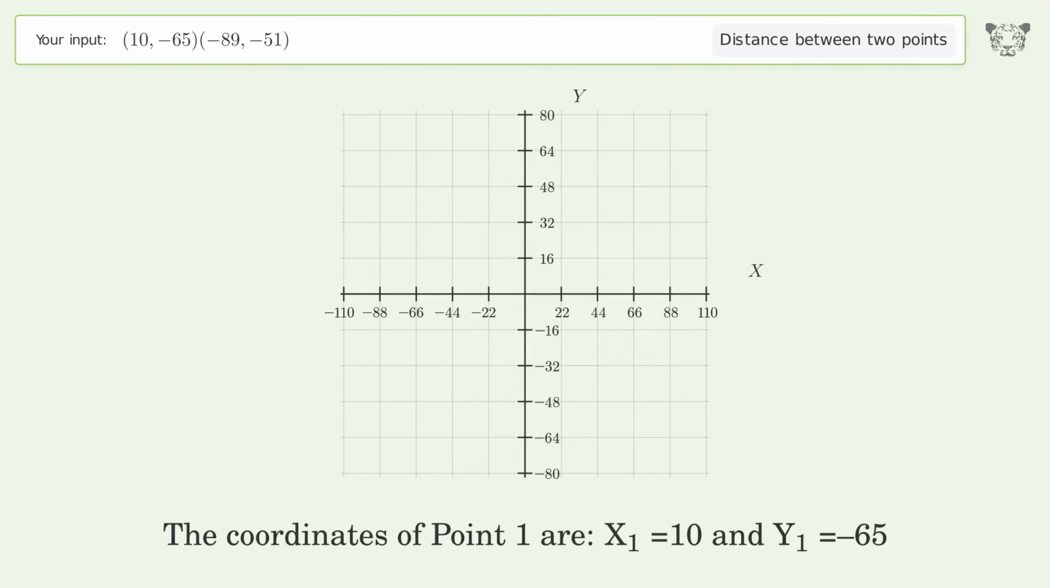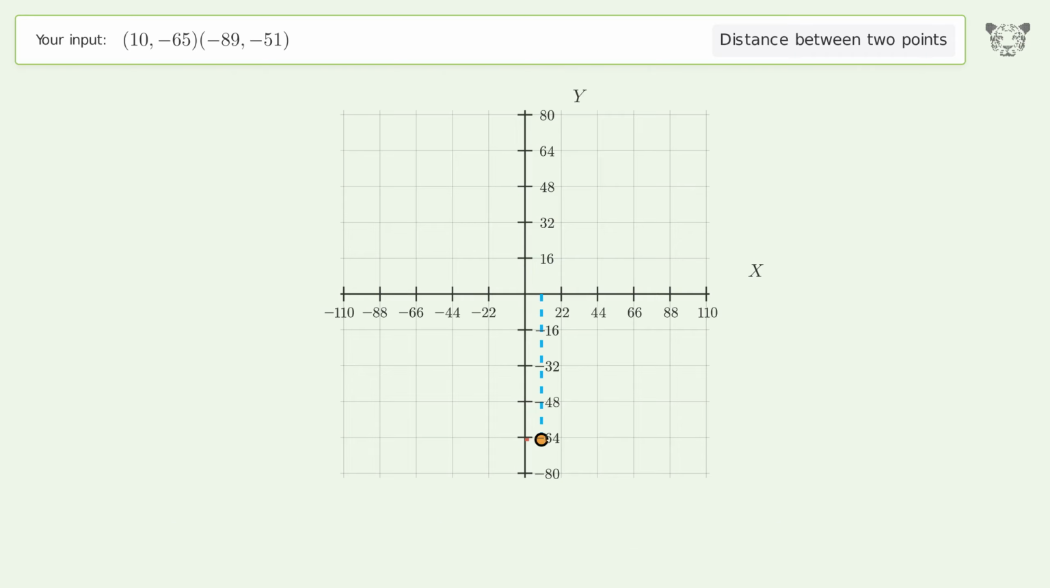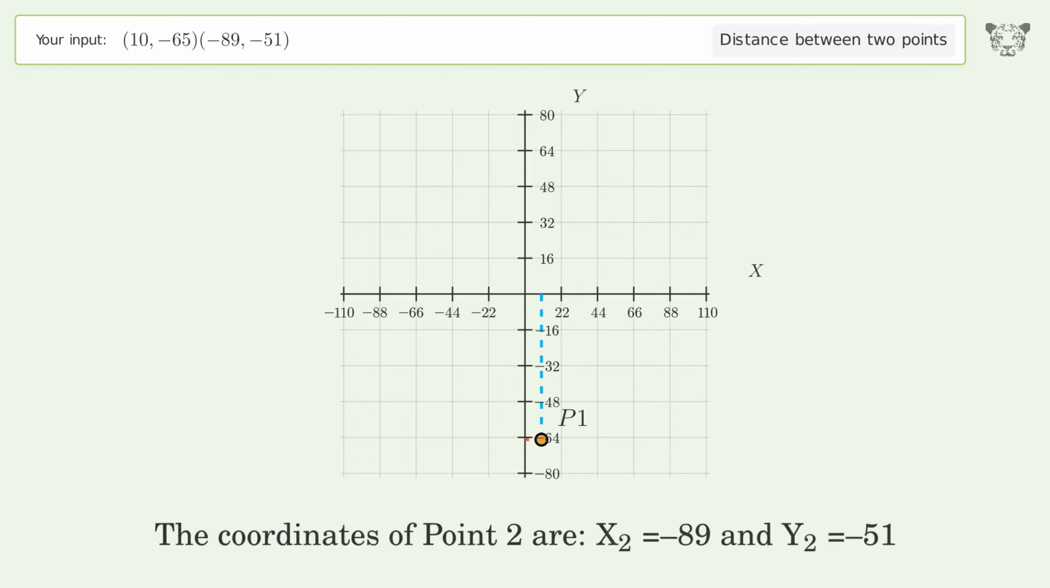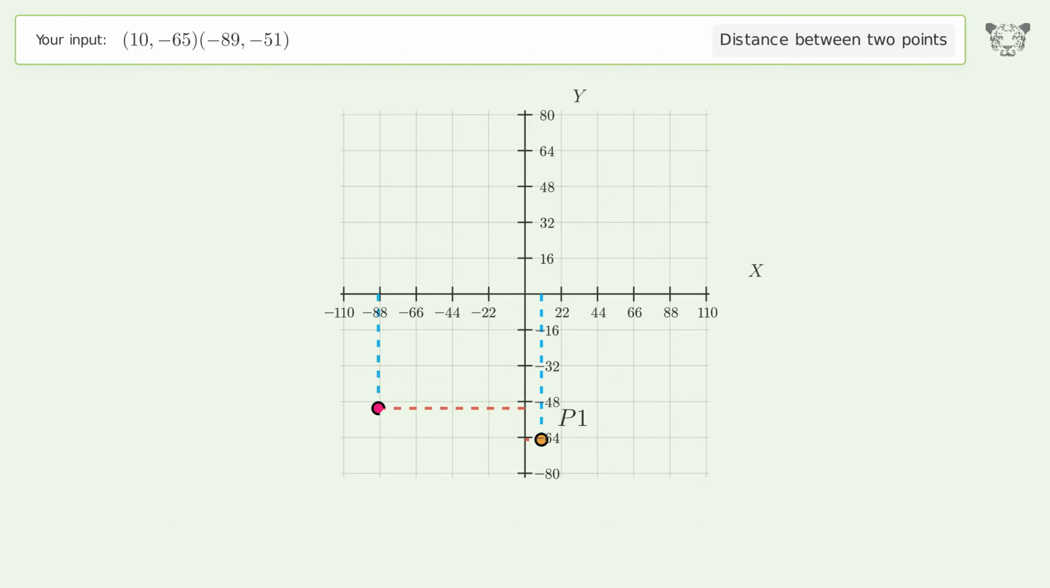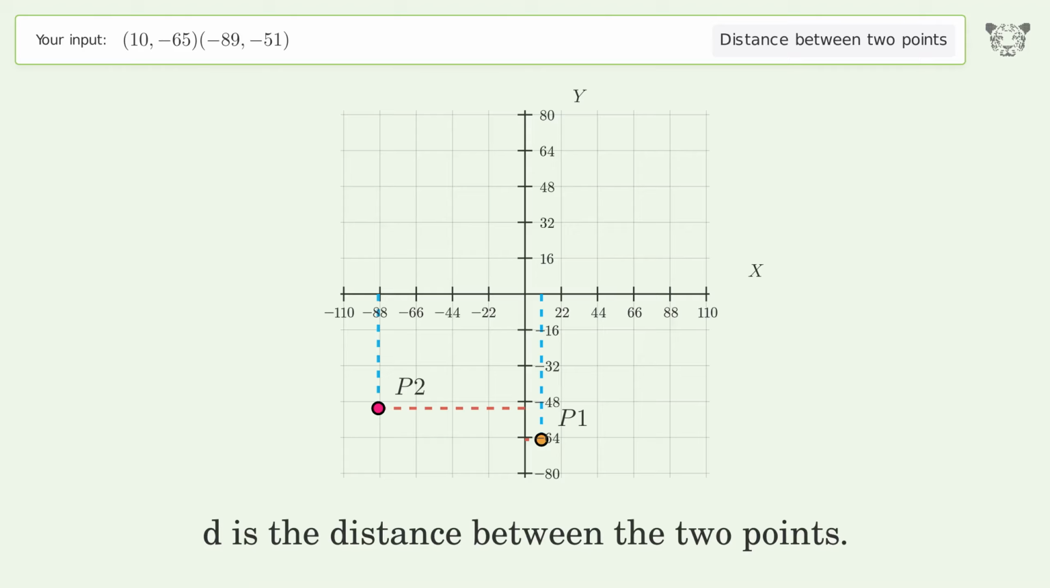The coordinates of point 1 are x1 equals 10 and y1 equals negative 65. The coordinates of point 2 are x2 equals negative 89 and y2 equals negative 51. D is the distance between the 2 points.